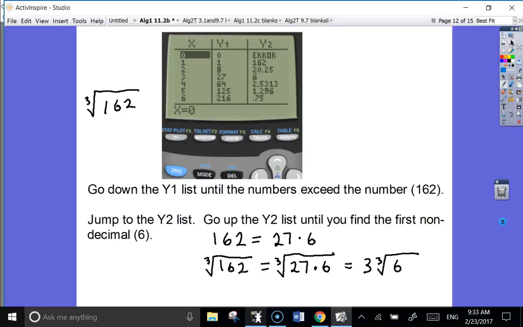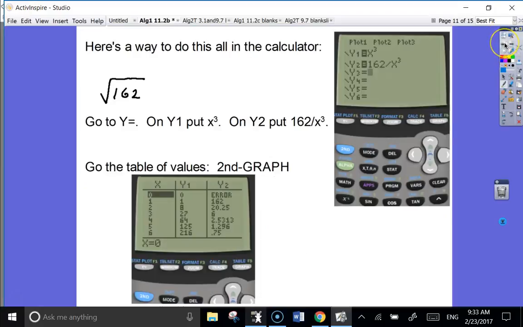Right? What's that? You put on the first line x to the third. Remember? Like that, Lily. Lily, see? First line, x to the third. Second line, 162 divided by x to the third.